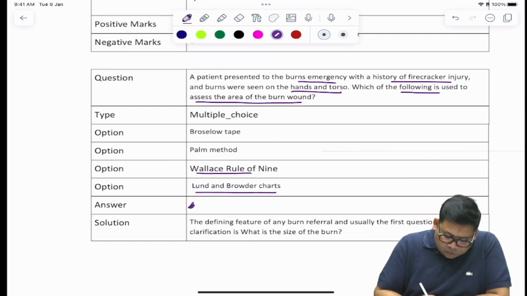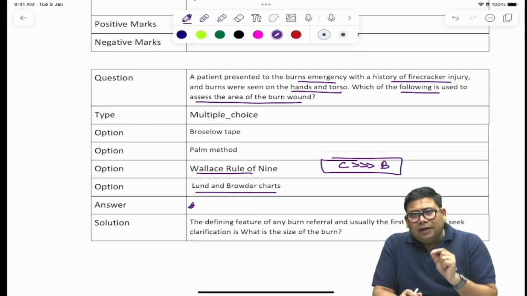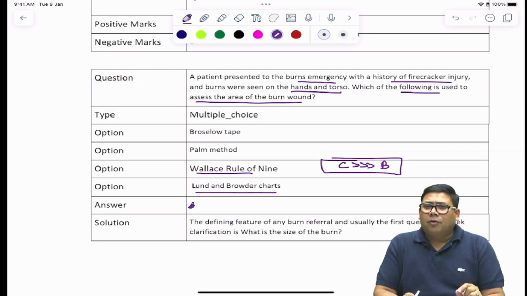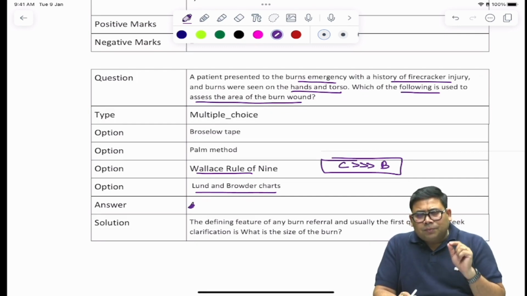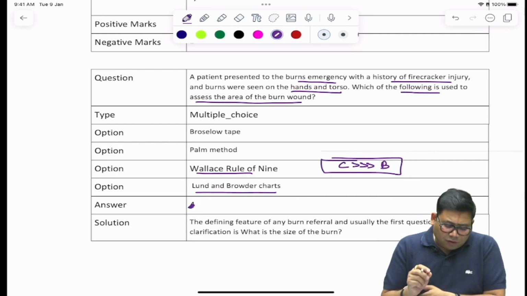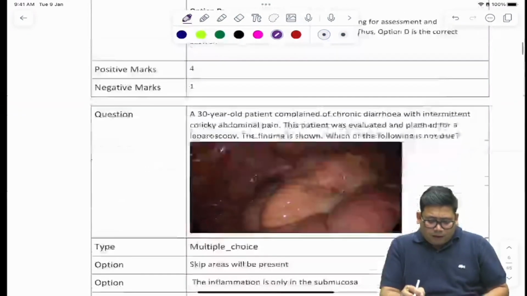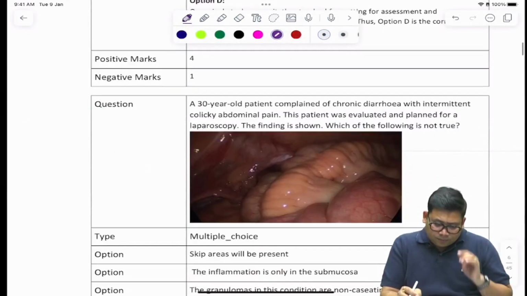So Wallace rule, option C, is far better than option B. This is very important. The ideal charting may be Lund and Browder chart, but the principle behind calculating is to start the fluid management, and that is the reason why the Wallace rule of 9 is the rule that we actually use here. Let us quickly move forward and see this.